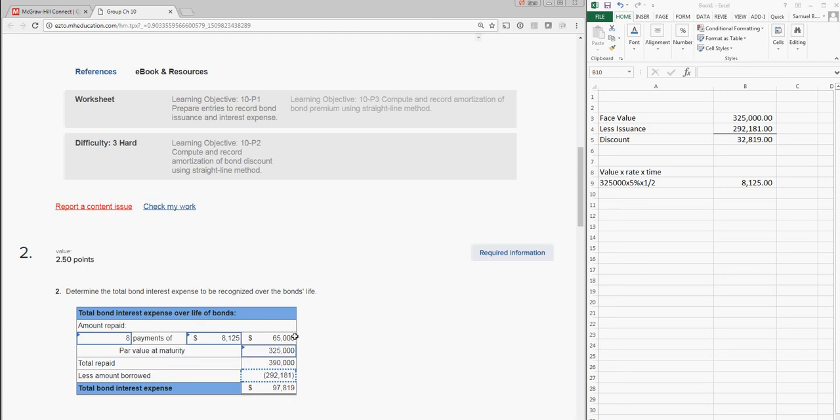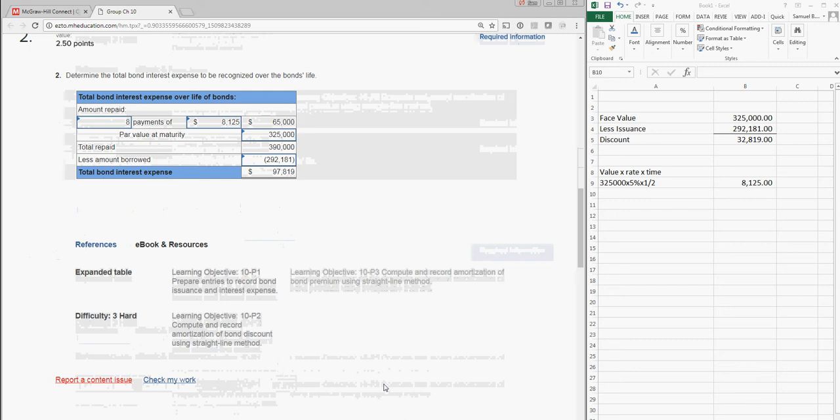And if that's what I issued it for, then this bond has actually cost me $97,819, $65,000 in interest plus the $32,819 in discount. It's just another way of calculating it. Could I have simply said I'm paying $65,000 in interest and add the discount? Absolutely, and that would tell us what our bond interest expense is for the entire life of the bond.